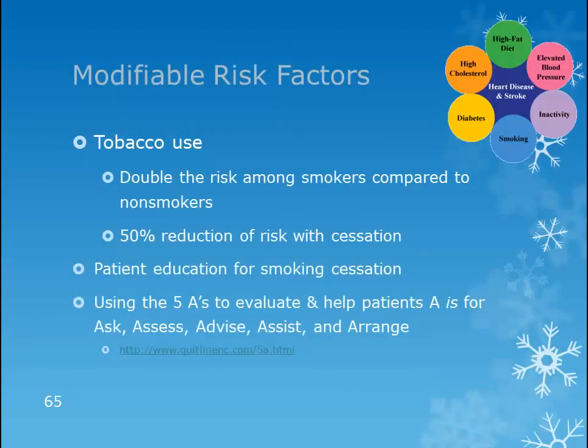Modifiable risk factors. Tobacco use. Tobacco use doubles the risk among smokers compared to non-smokers. 50% reduction of risk with cessation of smoking. Patient education for smoking cessation should be offered. Using the 5 A's to evaluate and help patients. The 5 A's are ask, assess, advise, assist, and arrange.